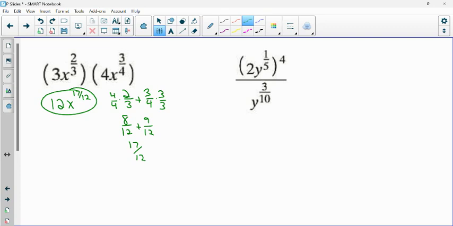For the second one, before we actually do the division, what's the first thing we actually have to do? Think of PEMDAS. Right, we got to get those exponents taken care of. So remember, there's really an exponent of 1 on that 2. So on the top, I'm going to have 2 to the 4th, and then I'm multiplying 1/5 times 4 over 1, which would be 4/5. 2 to the 4th, 2 times 2 is 4, times 2 is 8, times 2 is 16. So your top should be 16y to the 4/5. That's the first step. And then you have y to the 3/10.